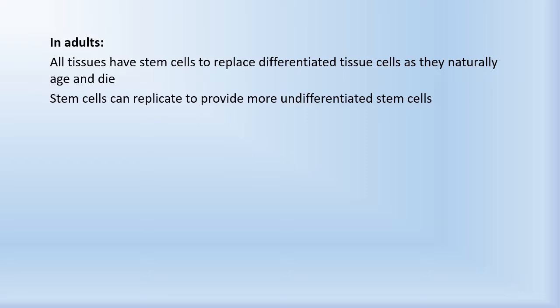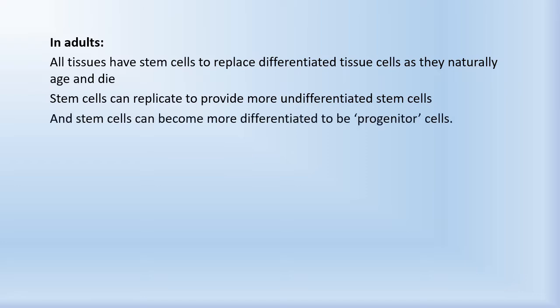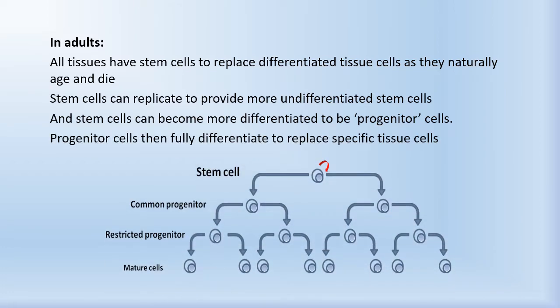Stem cells can replicate to provide more undifferentiated stem cells. And stem cells can then become differentiated to be what's called progenitor cells. Progenitor cells then fully differentiate to replace specific tissue cells that have died. Have a look at this pathway in the diagram.